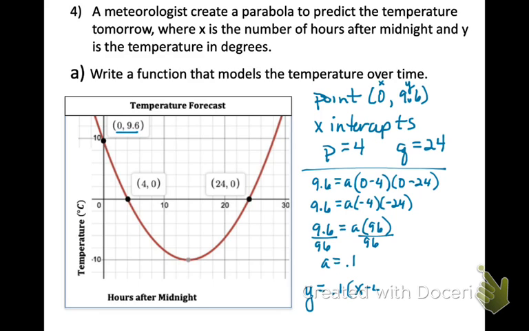The final step is to plug in the a value along with the x and the y variables, and then the particular numbers for p and q. So the function, or the math equation that models this situation, is y equals 1/10 times x minus 4 times x minus 24.